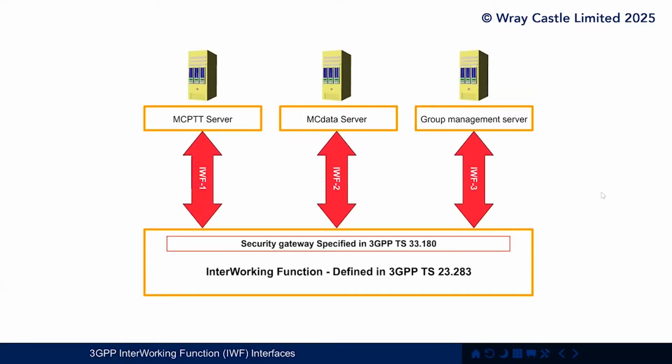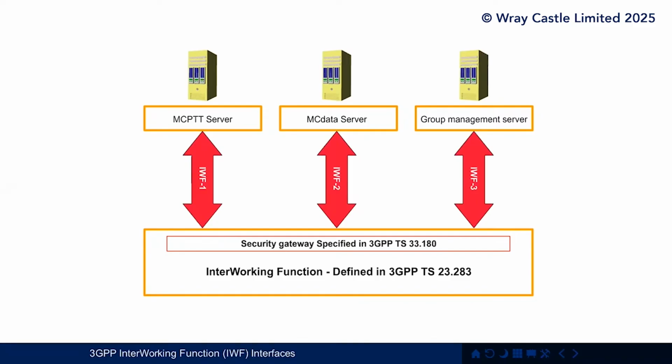So 3GPP, the Third Generation Partnership Project, are the driving force behind the standards for mission critical communications and, of course, the IWF, the interworking function. 3GPP have published a technical specification, TS 23.283, that's shown on the slide. This particular document is entitled Mission Critical Communications, Interworking with Land Mobile Radio Systems.